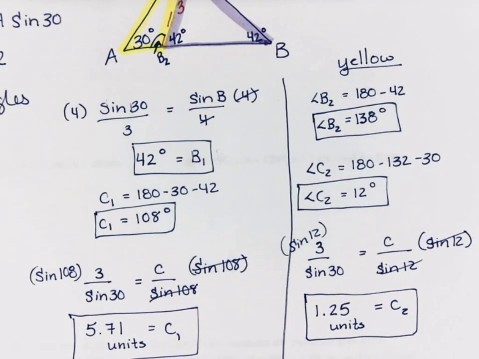Questions? Why were you using sine of 12 again instead of sine of 138? Because we're solving for side. We already know what side B is. So we're solving for side C, so we use the angle that side C has. Correct. Yep.